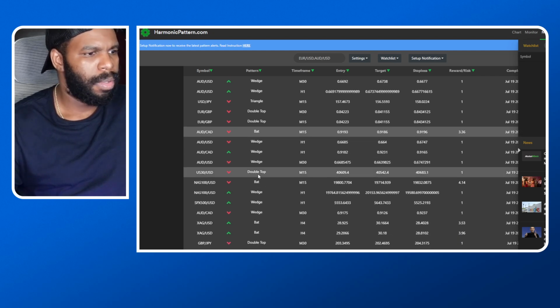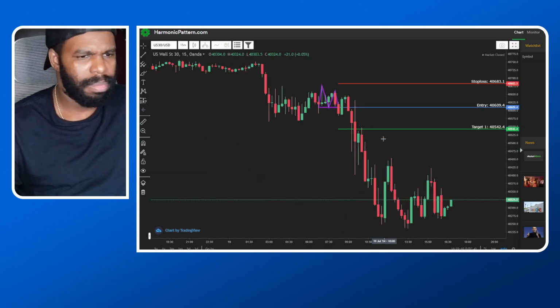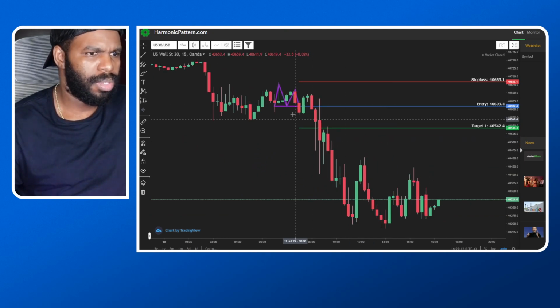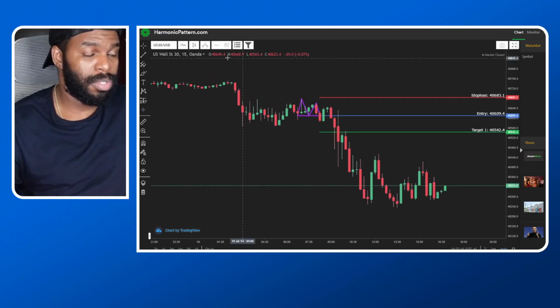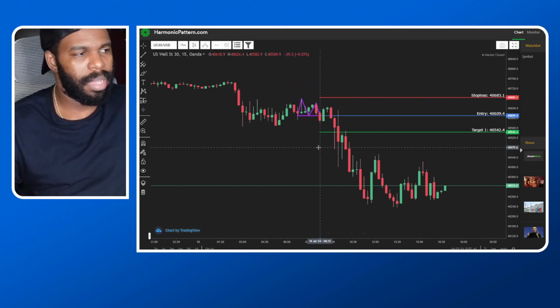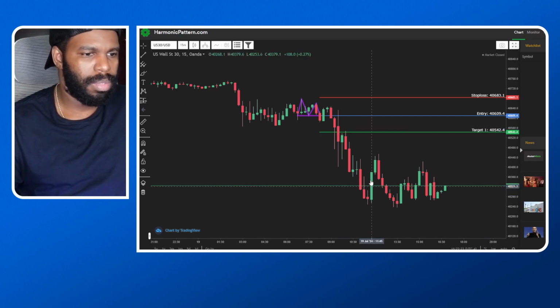Wedge. US 30 has a double top. Okay, as you can see here, look at this. This is a good trade right here. If you trade US 30, look at this. This was a double top right here, and then boom, break it down, hit TP1, way past TP1.